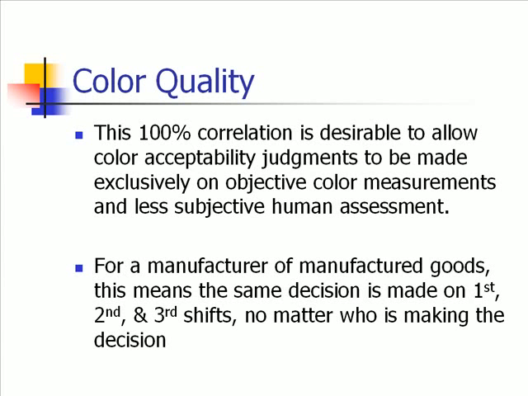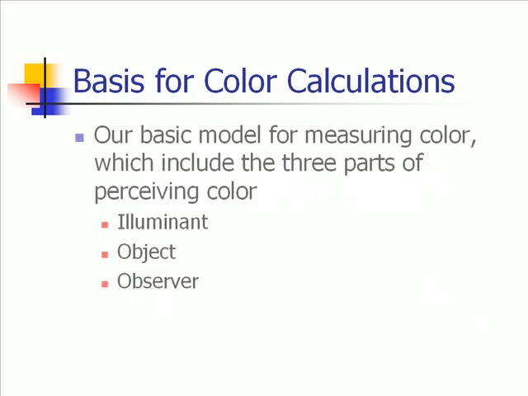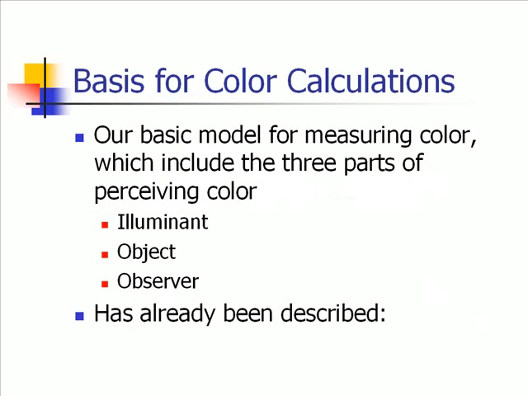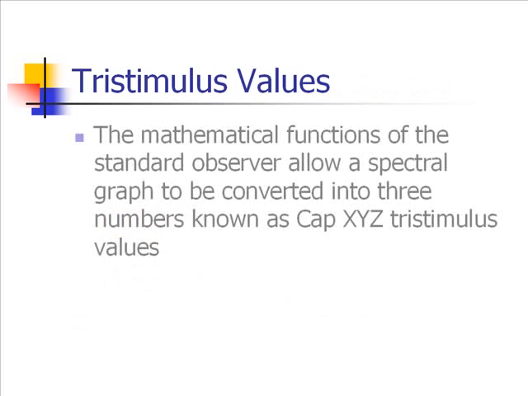Instruments don't care about any of that stuff. Our basic model for measuring color, we already described. You've got to have your illuminant, object, and observer, and you get our tristimulus values. We've talked about those, capital X, Y, and Z tristimulus values. They are used to identify the color of an object or light source using three numbers.